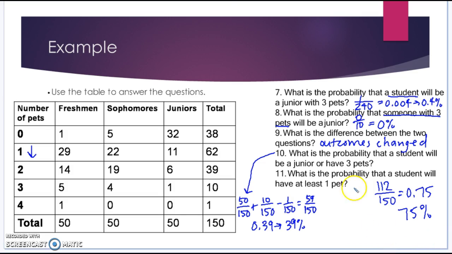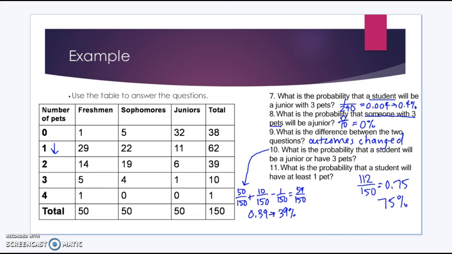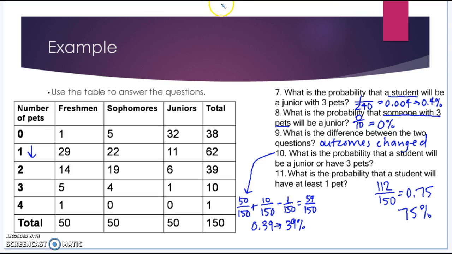By just counting and including all of these, I'm not counting anybody twice. So then that means I don't have to subtract anything. I can just count up everything and put it over my grand total.